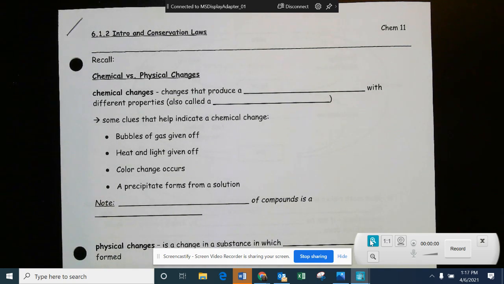All right, so we're going to talk about chemical versus physical changes, just as a reminder. Is this okay, or do you want the lights off? Can you guys see this okay, or should I turn the main ones off?